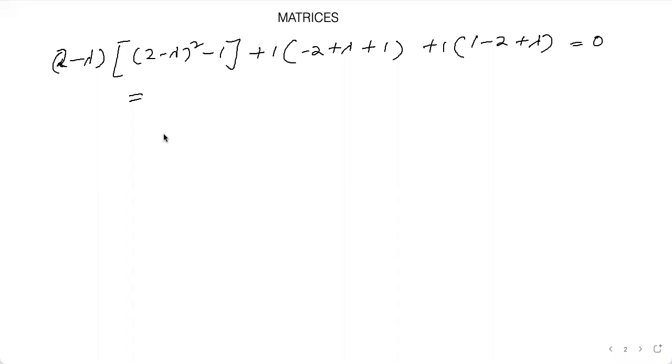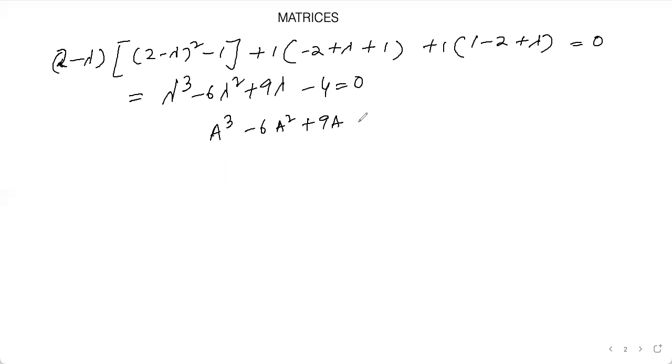After simplifying, we get lambda cube minus 6 lambda square plus 9 lambda minus 4 is equal to 0. This is the characteristic equation, right? And we need to show that A satisfies this. So that's what is to be shown, that is A cube minus 6A square plus 9A minus 4I is equal to 0.